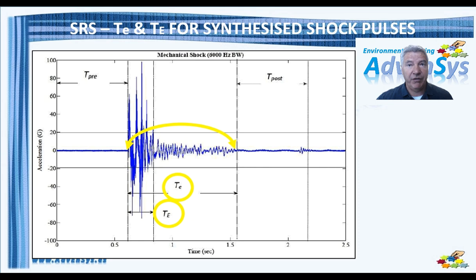T-E, concentration of energy duration, is the interval where the highest concentration of energy happens. We can see that it is from this time to this time. Then, with the SRS magnitude controlling the synthesized pulse magnitude and both T-e and T-E defining energy distribution, the synthesized pulse should resemble the measured pulse while having the same SRS. Well, let's go to a practical example on the procedure to calculate T-e and T-E from a time trace.